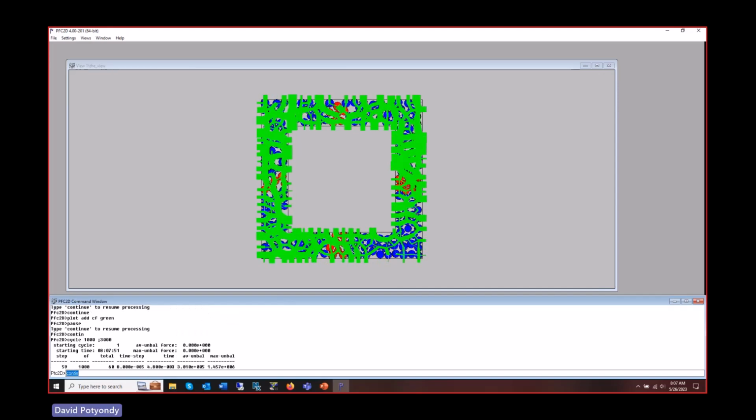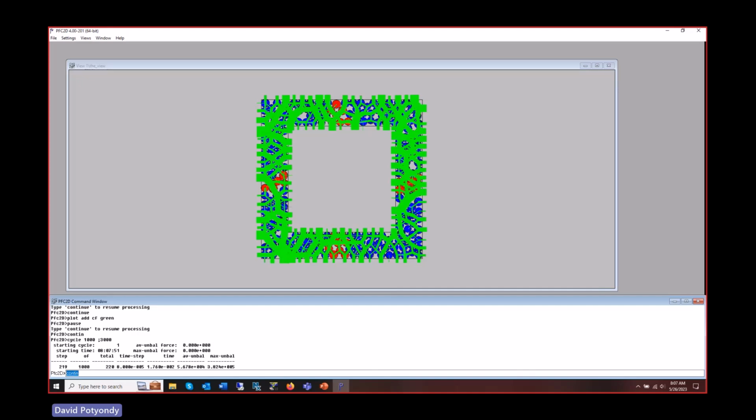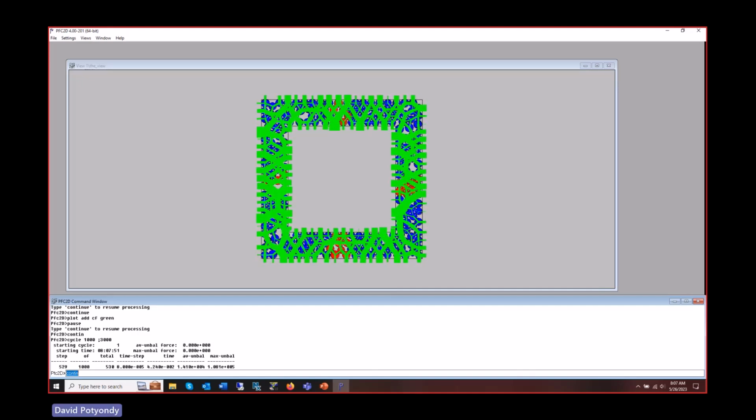This is always the first step of PFC modeling typically. You've got to get a packed system, especially if you're going to bond it. Okay, here we go. Let them get packed. This would have taken like 5 seconds in PFC modern.